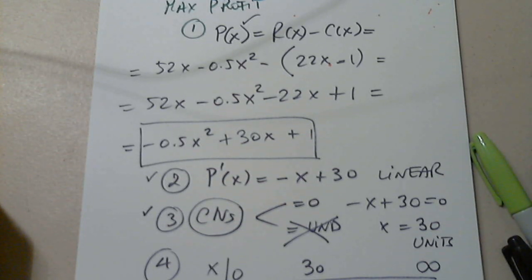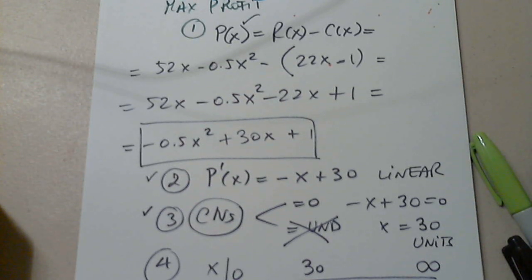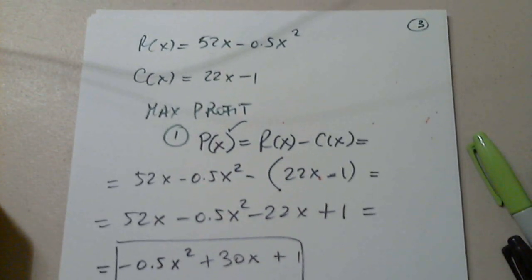So now I have to plug in 30. So this tells me the sign, tells me that it's a maximum, but the problem is also asking us to find the actual maximum. So I have to go back to the profit function and plug in 30.